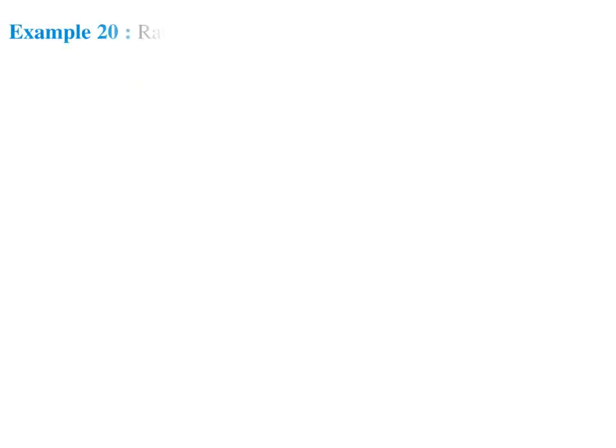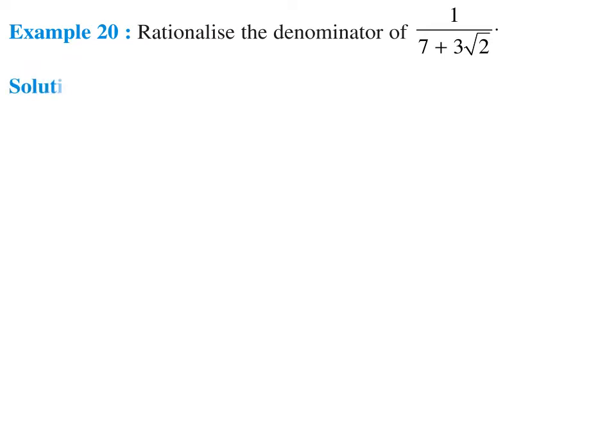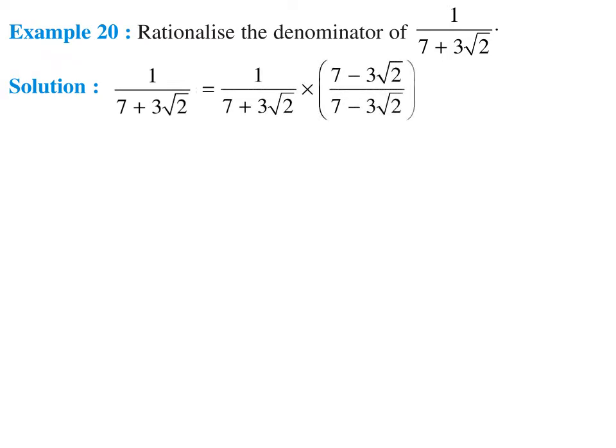Now example number 20. Rationalize the denominator of 1 divided by 7 plus 3 root 2. You know what the rationalizing factor is: it is 7 minus 3 root 2. We have just changed the sign between those two numbers. So in the solution we have to multiply and divide 1 divided by 7 plus 3 root 2 by 7 minus 3 root 2.